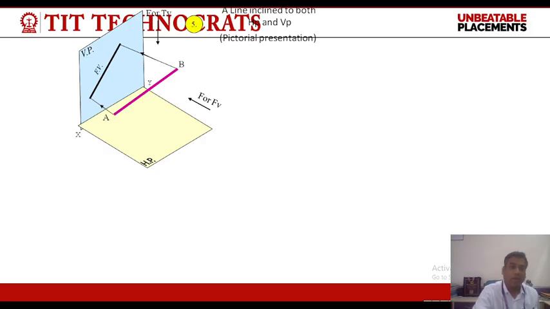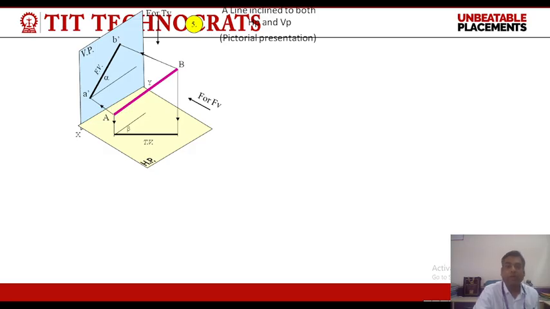Here, the line is of reduced length and is inclined at an angle of alpha. This alpha is the apparent angle of the line with the horizontal plane. Again, we will project the top view of the line. The top view of the line is again a line of reduced length, which is inclined at an angle of beta to the vertical plane. Here, beta is the apparent angle with VP.